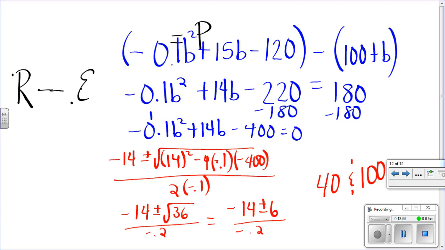What did the question ask us? So to get a profit of $1,800,000, how many books do I have to sell? Check B again. B is in what? Thousand. So to make a profit of $1.8 million, I could sell 40,000 books or I could sell 100,000 books. Why do I have two options here? They both work.